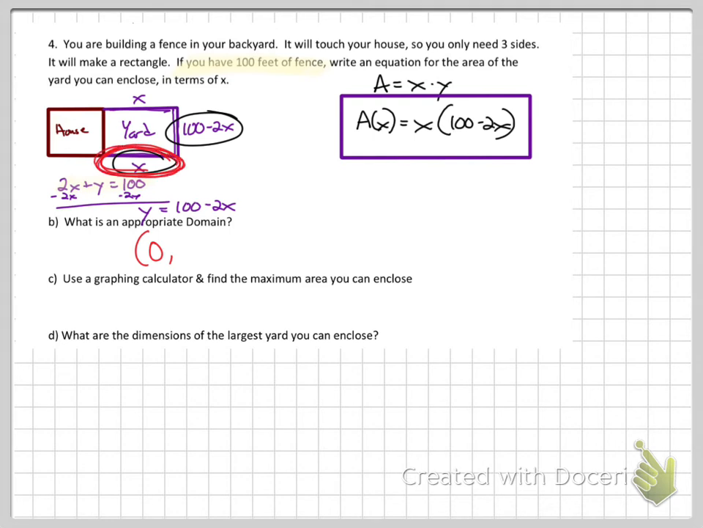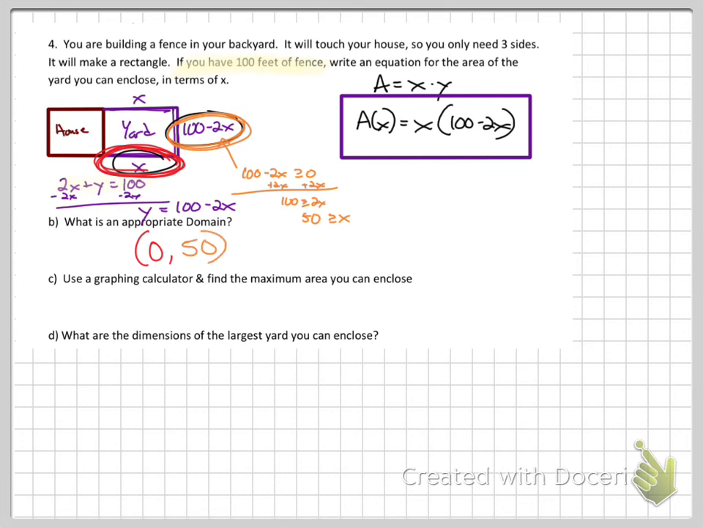Well, I also need to make sure that I have a height to my yard. So I need to make sure this doesn't go less than 0. So 100 minus 2x, sorry. We want to make sure that 100 minus 2x is greater than or equal to 0. So I'm going to add the 2x. You could probably just figure this out by looking at it, right? Sorry, x is less than or equal to 50. 50 is greater than or equal to x. So the biggest it can be is 50.